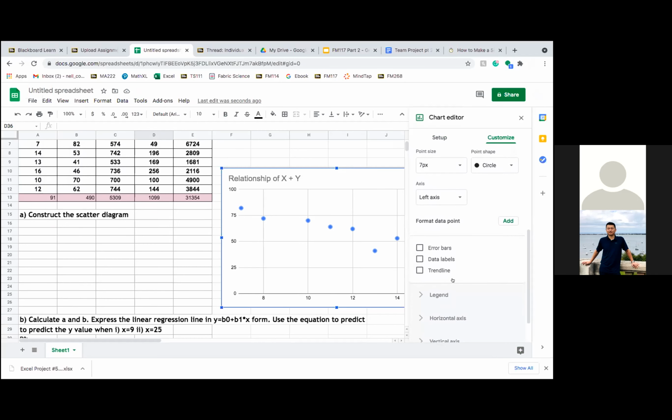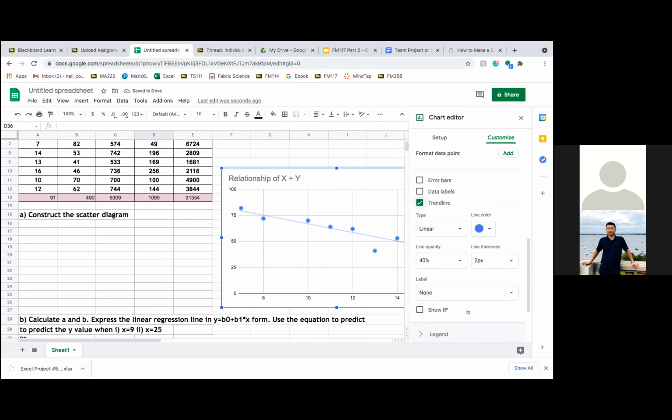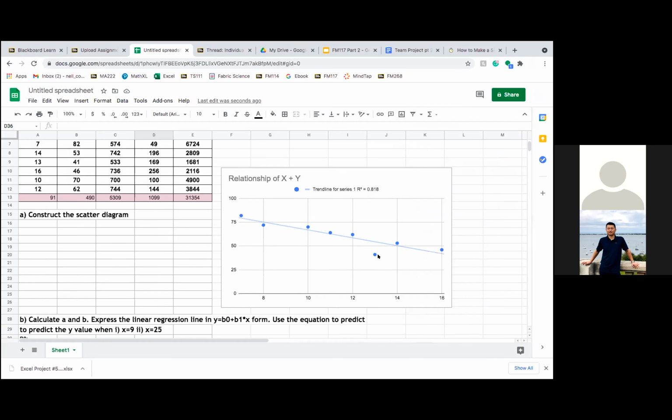Under trend line, you see trend line? Check that. Good. Scroll down a little bit more. Show R square. Check show R square. Here we go. So you have R square here. Wait. If R squared here is 0.818, because that's what I got for the last problem, it should be the same for this problem, no? It should be the same.